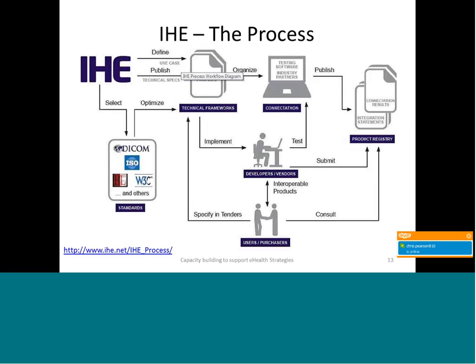So if we look at this diagram, which covers the process as a whole, you'll see that in the top left, the IHE define and publish the requirements, the technical specifications, the use of the technical standards is shown there, and then there's an implementation phase by the developers and the vendors, and then there's testing that is done in the connectathon, and the results are then published in the product registry, which users and purchasers can consult and use, and then they specify the results in tenders and they test them for real in the marketplace.